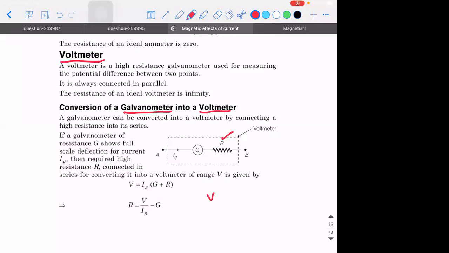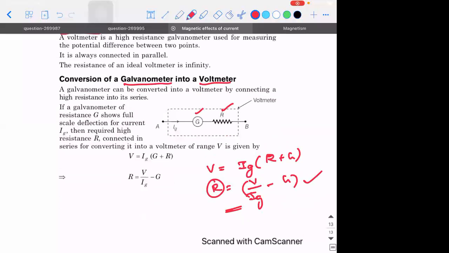Then the potential difference that you're trying to measure is given as V equals IG into R plus G. Why IG into R plus G? Because the equivalent resistance is R plus G. So R will be equal to V by IG minus G. So this is the amount of resistance you need to connect in series to ensure that it is converted to a voltmeter. Okay. So this is the outline, guys.